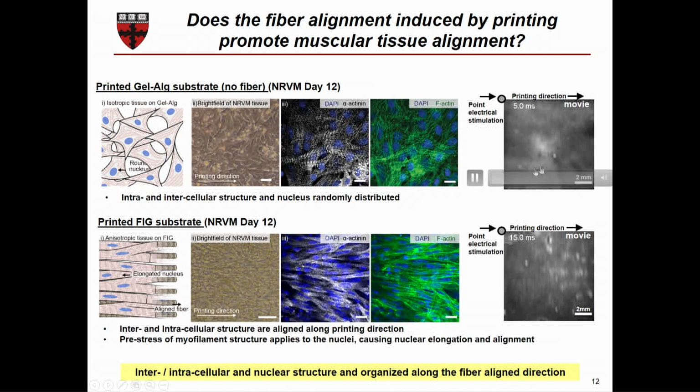Unfortunately. This one shows the electrophysiological propagation on top of this tissue. Because it has no alignment of the tissue, the electrical propagation occurs isotropically, whereas when there is fiber, the electrical propagation occurs faster in the printing direction compared to the transverse direction.